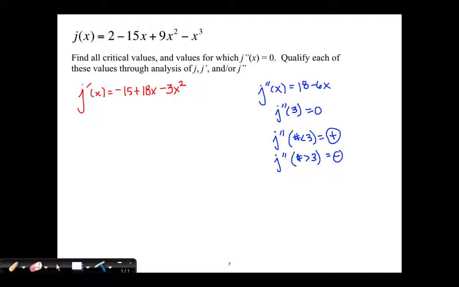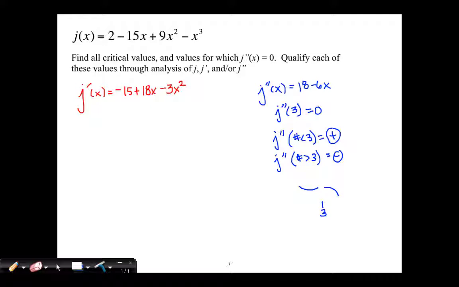Meaning whatever else my function looks like, at x equals 3, the curvature changes from curved upward to curved downward. Right at 3, it's that changing curvature. And if you think about it, this is an x cubed graph. It's got a negative leading coefficient.